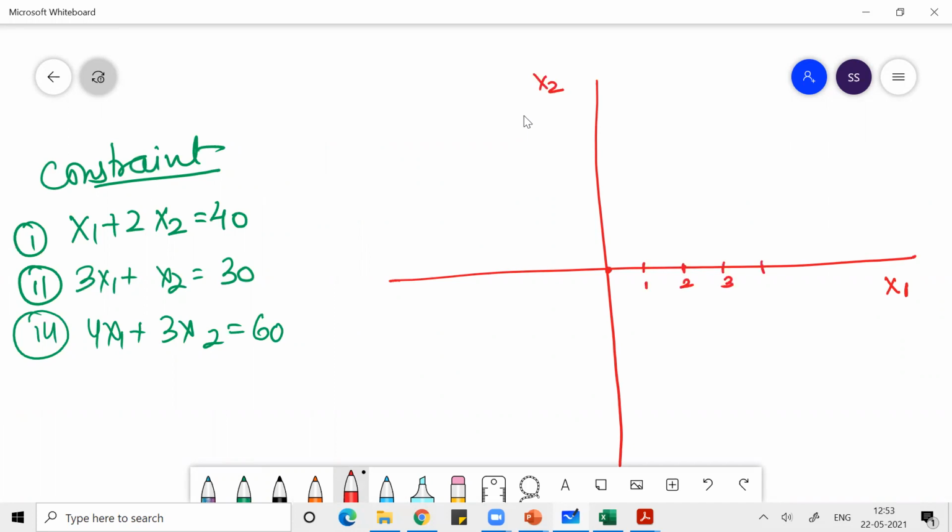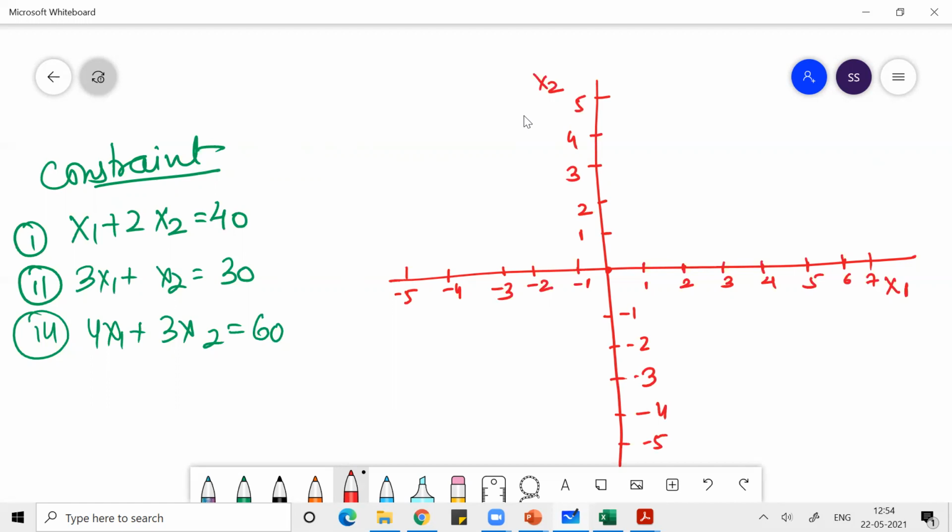Here the positive value of x1 is written. Here the negative value of x1 is written like this. You have done all this in your schooling time. So 1, 2, like this I can plot a graph, I can use graph paper, minus 1, minus 2, minus 3, minus 4, minus 5, like this.